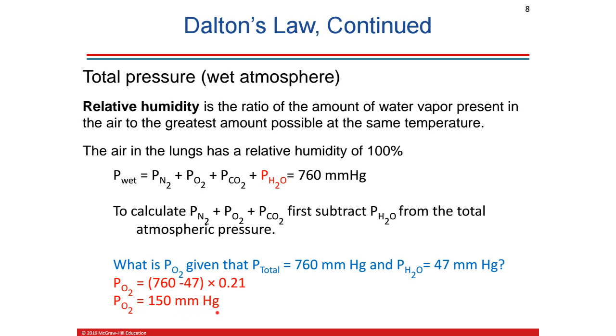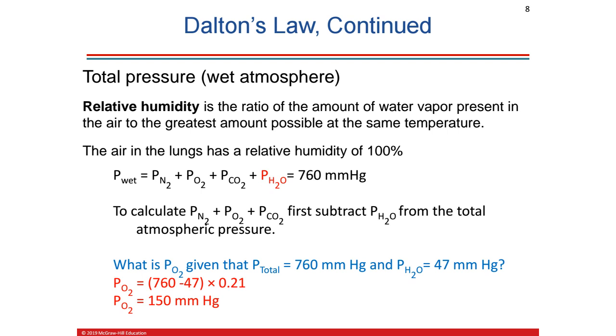And our answer is that the partial pressure of oxygen is 150 millimeters of mercury. Note that this is lower than the value we found earlier when we didn't have any water vapor. When we had dry air, the partial pressure of oxygen was 159 millimeters of mercury. This lower number makes sense because now part of the total pressure is due to the presence of water vapor. So you would expect this number to be lower.